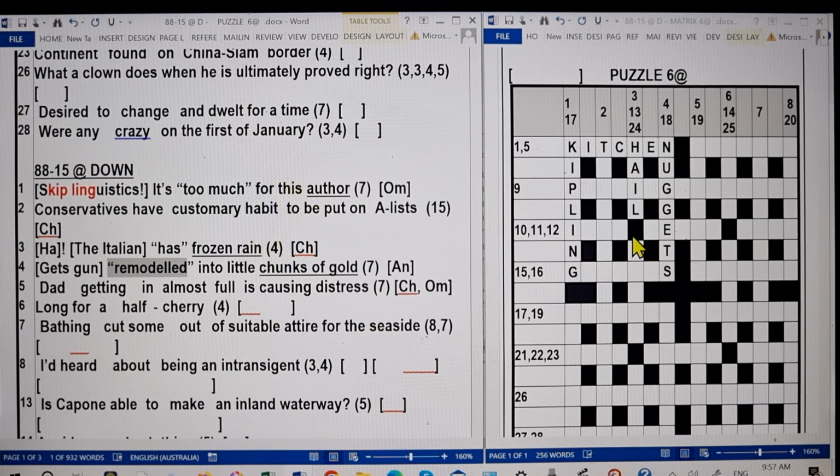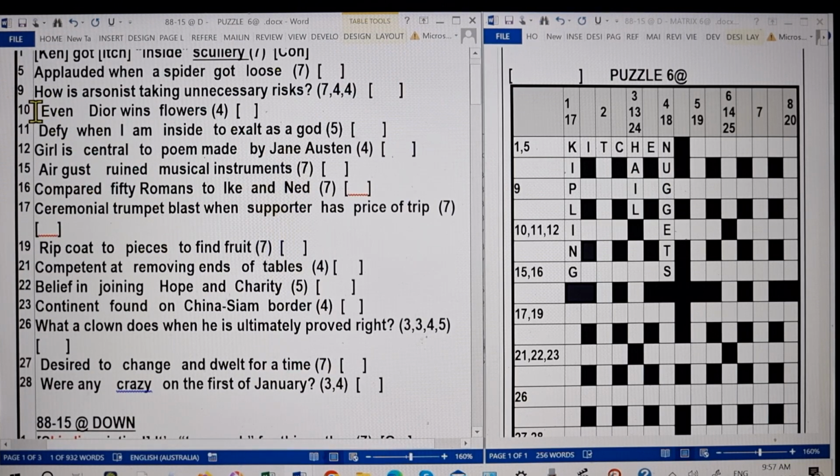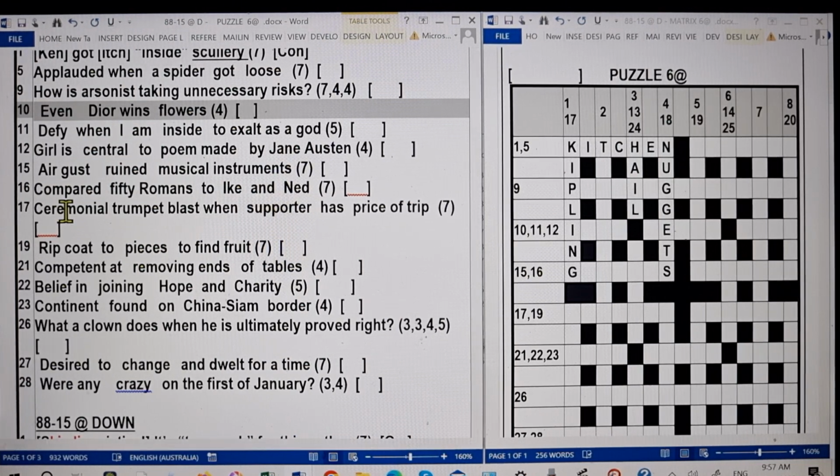Right, next one. What are we going to do now? Well, looks like 10 across has only got 4 letters, so we should have a go at that. 10 across, 4 letters with an I to start. Here we have, right. Even Dior wins flowers. 4 spaces, starting with an I. Over to you. Pause and solve and resume.